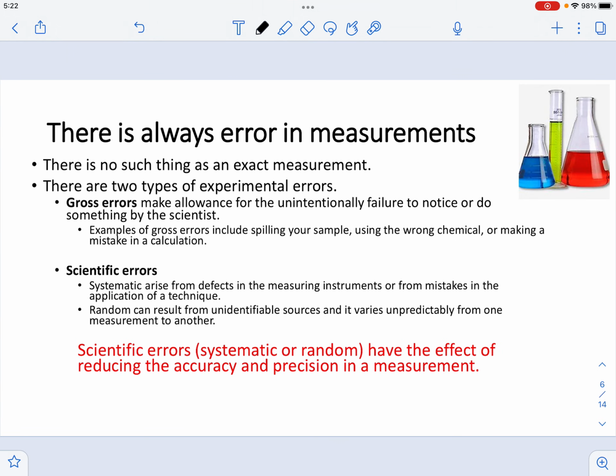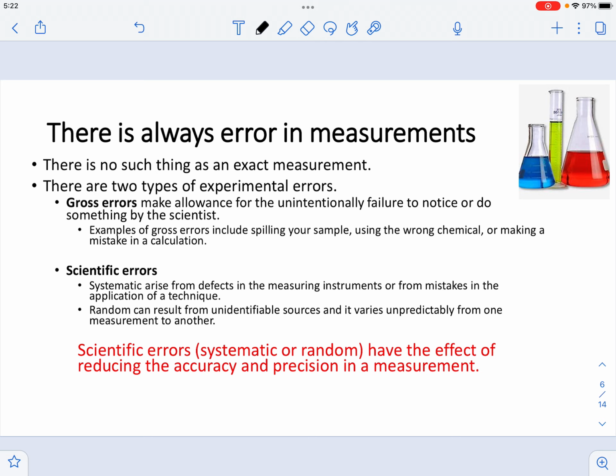One of the things about measurement is that there's always error in measurements. There is no such thing as an exact measurement. In fact, there are two types of experimental errors that can happen when you are in the laboratory. Those two types are gross errors and scientific errors. Gross errors make allowance for the intentional failure to notice or to do something by a scientist.